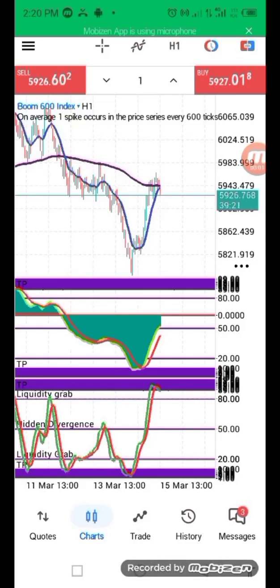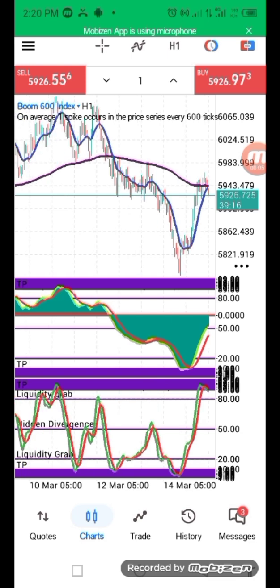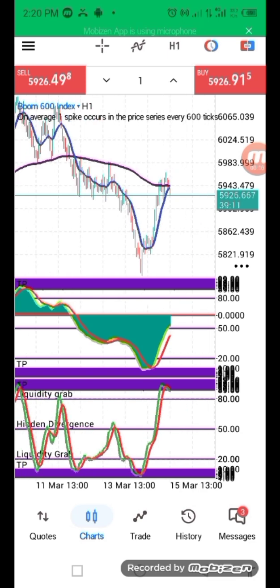Many divergence strategies repaint and mislead traders. But today, I'm sharing a hidden divergence strategy that does not repaint and can help you catch the exact moment a trend decides to continue after retracement.